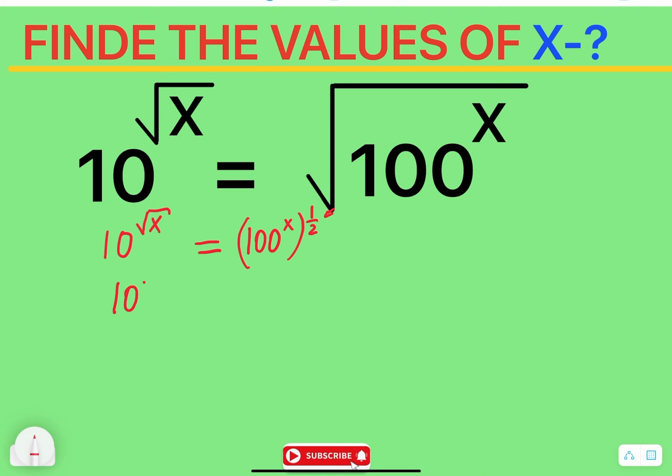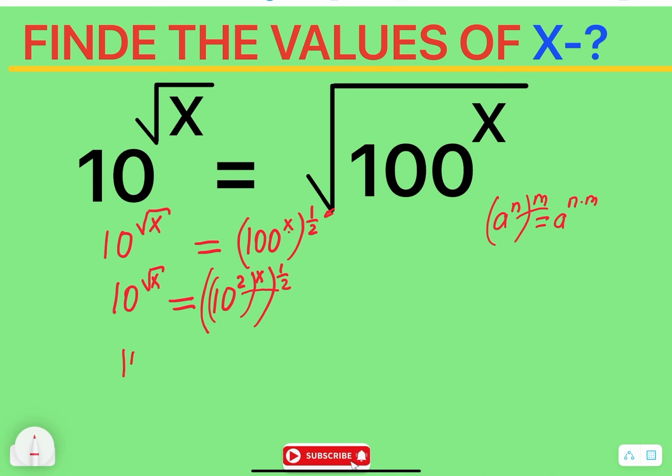So we have 10 to the power of square root of x equals, let's make this 100 as 10 squared, and then x will be the power of x, and then another power of 1/2. So if we have a to the power of n, another power of m, this is equal to a to the power of n times m. We can multiply these exponents. So in this case, we can multiply all these three exponents together.